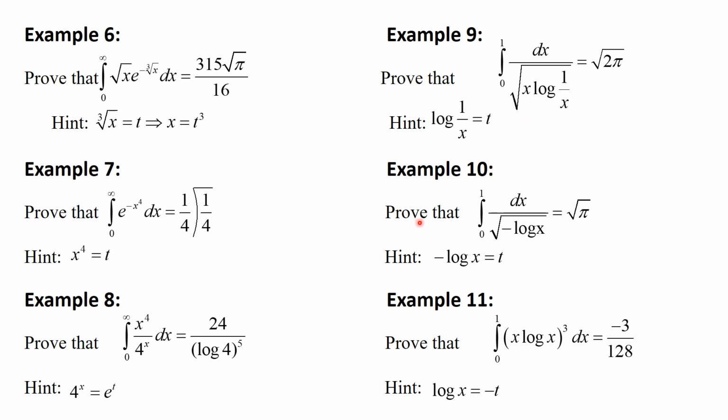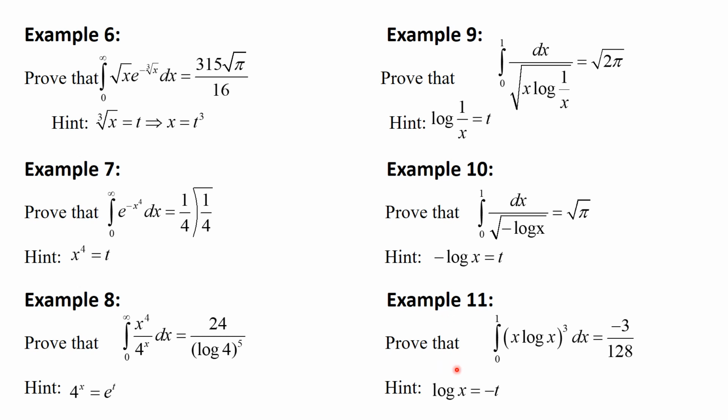Next example 10. Prove that the integral from 0 to 1 dx upon root of minus log x is equal to root pi. So inside the square root there is a negative term, and hence the substitution must carry the negative sign, so the expression gives minus log x is equal to t. That means log x is equal to minus t, and hence x comes out as e raised to minus t. Differentiation leads to the numerator value as e raised to minus t.